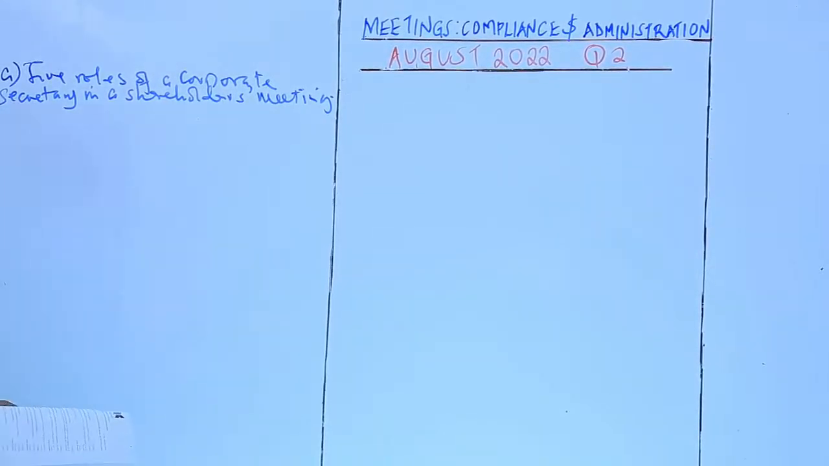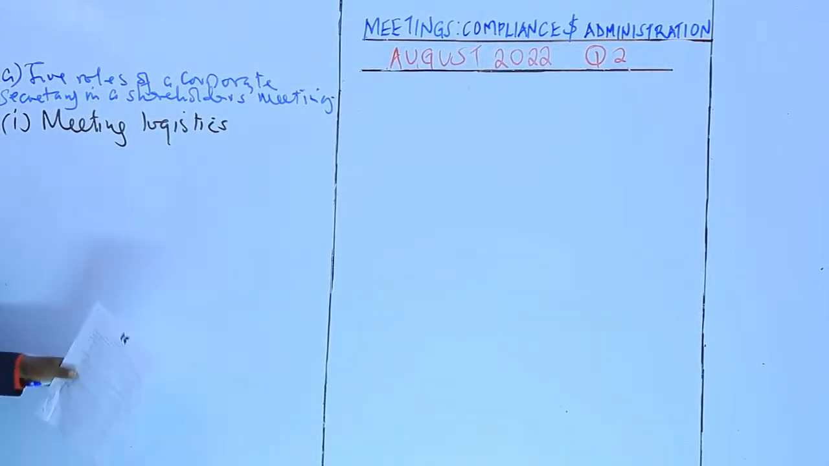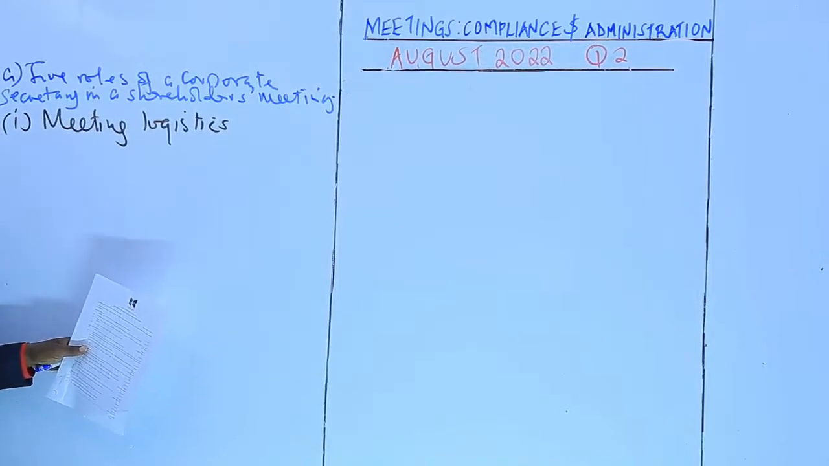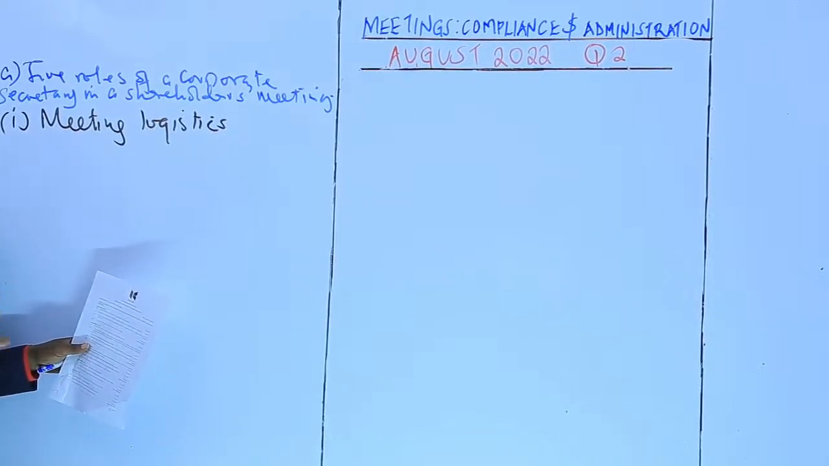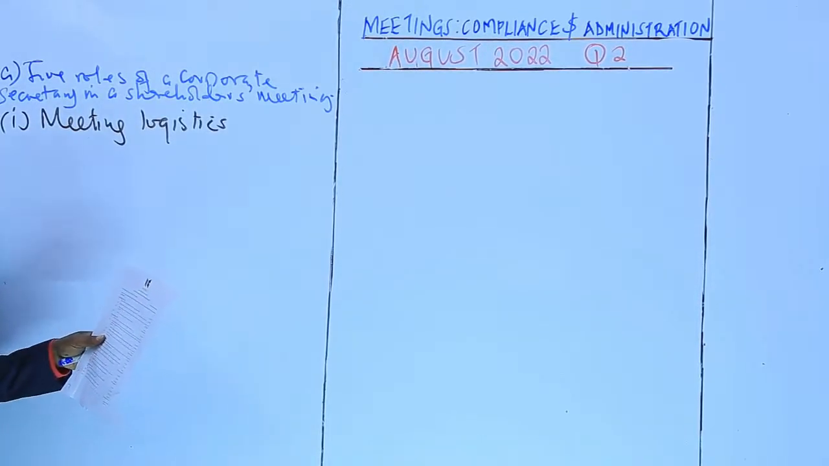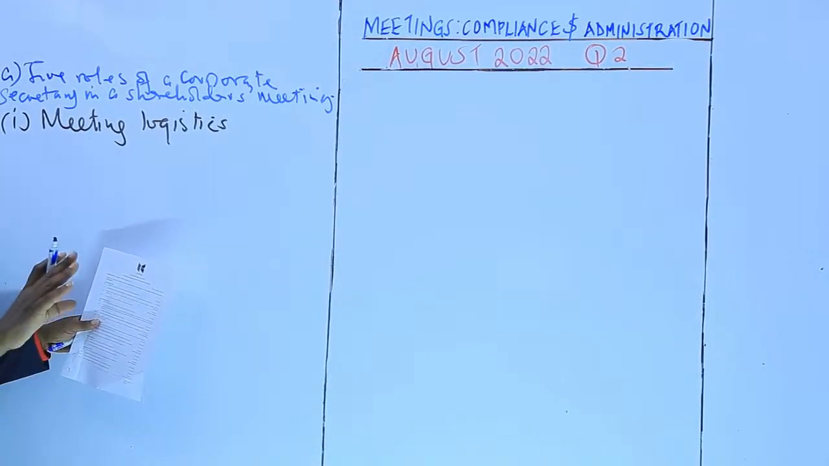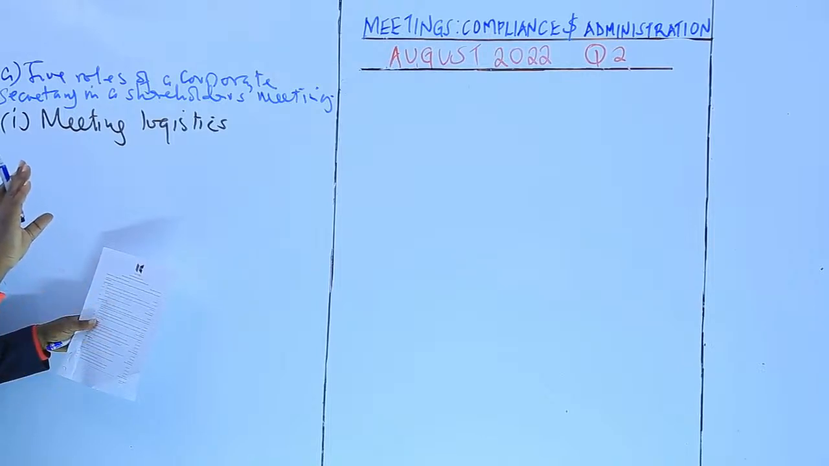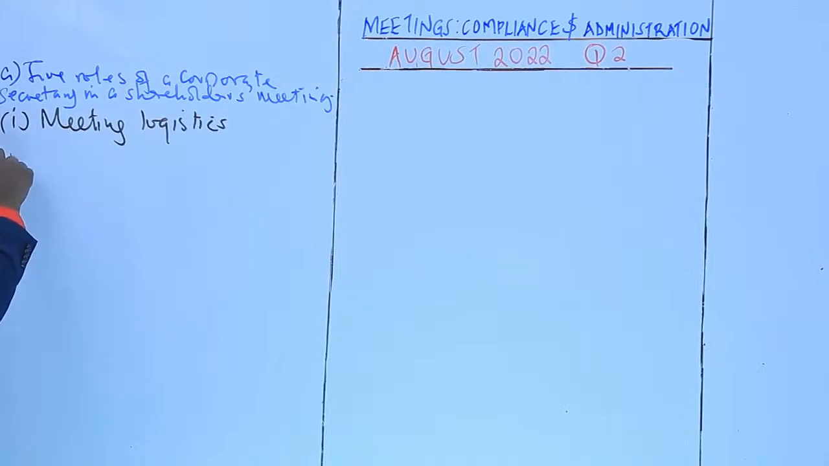Number 1, meeting logistics. The corporate secretary is responsible for organizing the logistics of the shareholders meeting, and that includes arranging the venue. It may include ensuring proper notice is given to the shareholders, coordination with the relevant parties for the smooth conduct of the meeting, and so on. The corporate secretary is in charge of the logistics around the meeting. Agenda preparation, number 2.